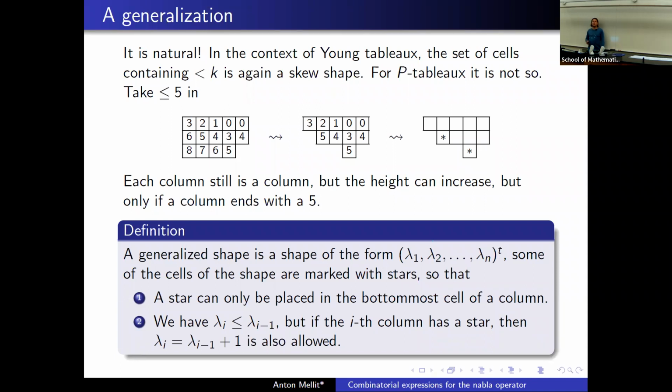K is the number of stars, and the largest elements you will always put in the stars. The k largest elements.